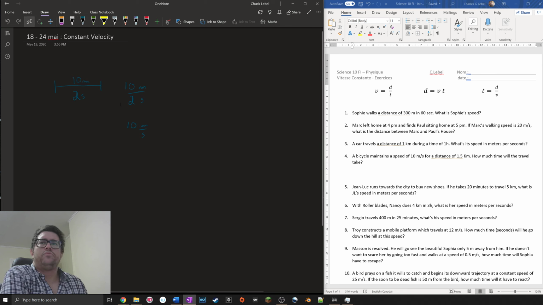And if you divide the 10 by the 2, you'll get 5. And then the meter per second will stay the same. And that does make sense because we went from 10 meters per second when it took them 1 second to 5 meters per second when it took them 2 seconds. In other words, this first second they traveled the first 5, and the second they traveled the second 5 meters.